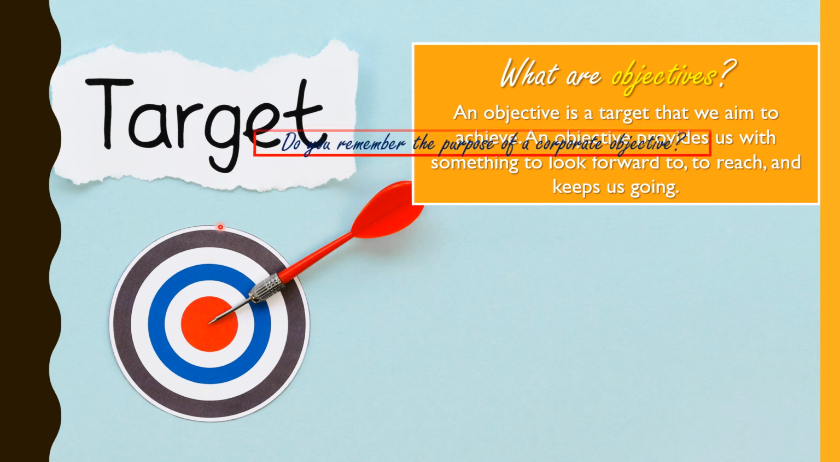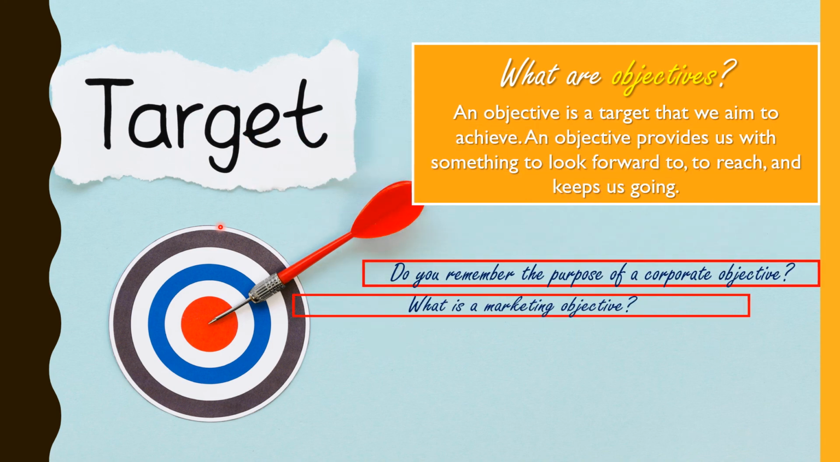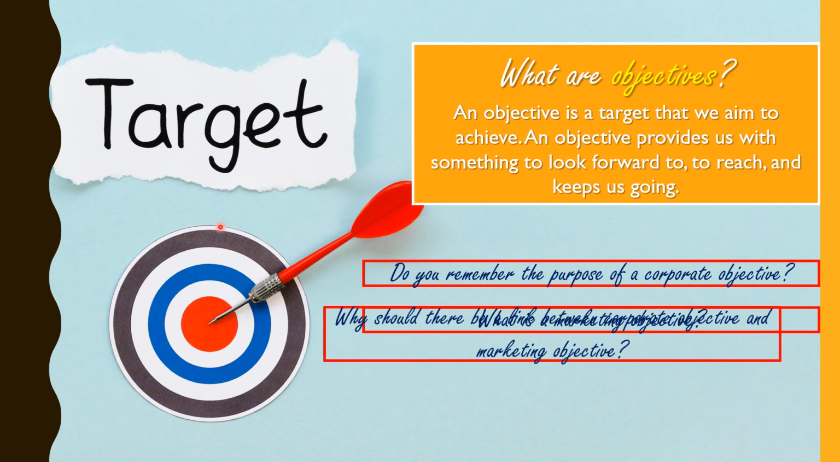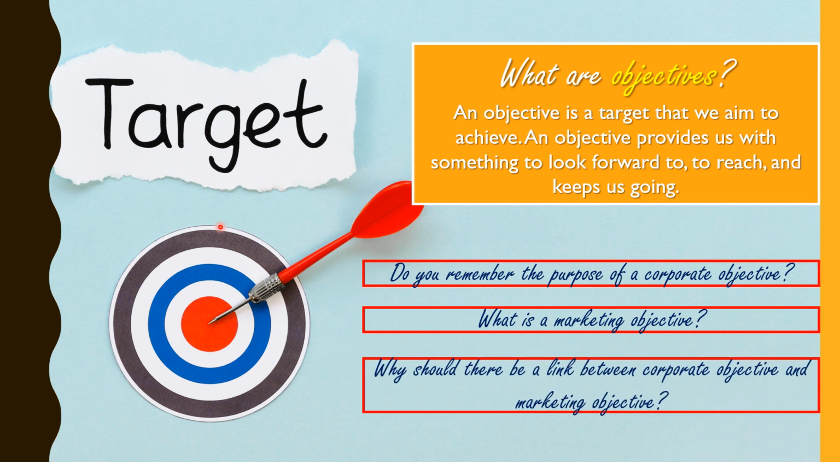Moving further, let's look at these three questions to see whether any of this makes sense to us for now. The first one is, do you remember the purpose of a corporate objective? Do you know what it means to define a corporate objective? What is the purpose of a corporate objective? From there, you'll be able to also understand what a marketing objective is, and why there should be a link between corporate objectives and marketing objectives.